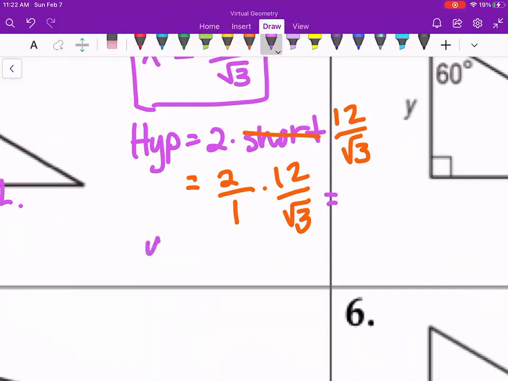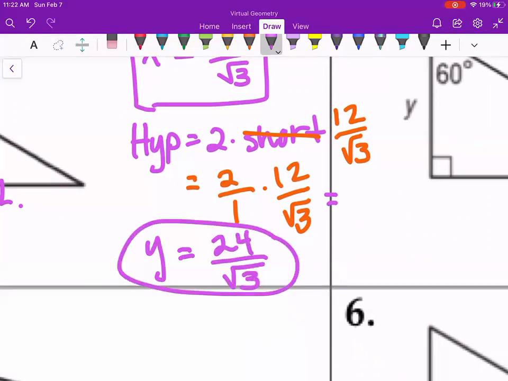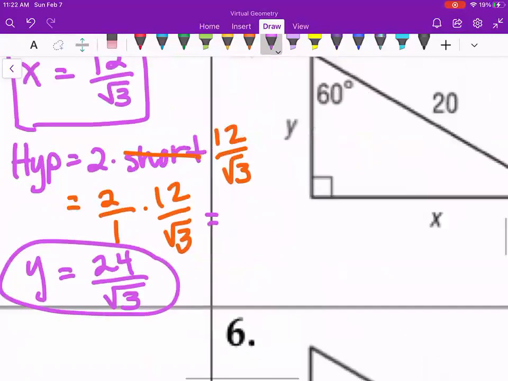All right, so now my y, multiply straight across, 2 times 12, 24. 1 times square root 3 stays square root 3. And there is my final. Let's try another.